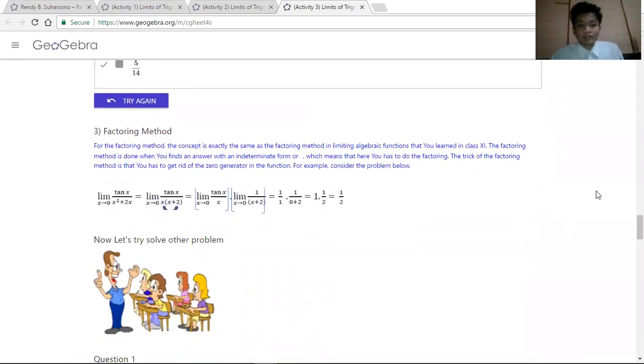Next is the factoring method. For the factoring method, the concept is exactly the same as the factoring method in the limit of algebraic functions that you learned in class 11. The factoring method is done when you find the answer in the indeterminate form, which means that here you have to do the factoring. The trick of the factoring method is that you have to get rid of the zero generator in the function. For example, consider the problem below. Here is the example.